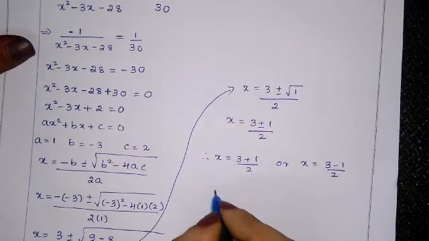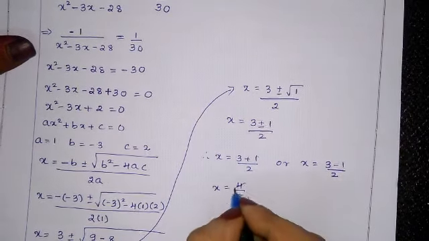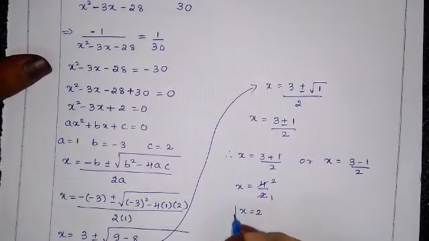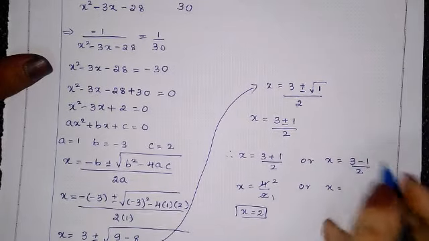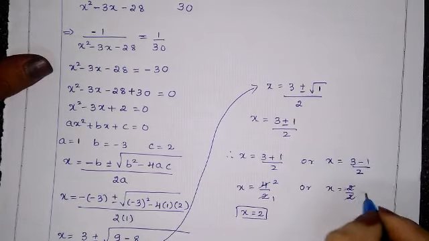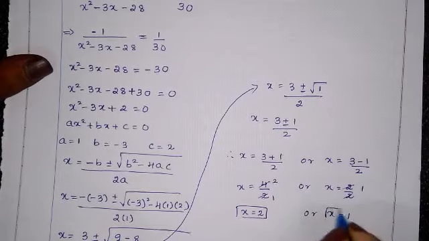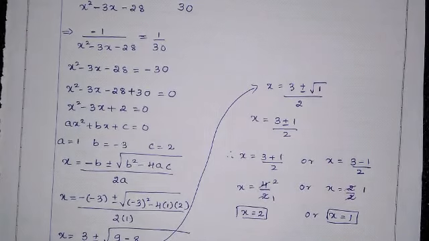3 plus 1 by 2 is nothing but 4 by 2. 2 ones are 2, 2 twos are 4. So x is equal to 2, or x is equal to 3 minus 1 is 2, 2 by 2, the 2s get cancelled, 1. Or x is equal to 1. So here we got the x values: x is equal to 2 and x is equal to 1.